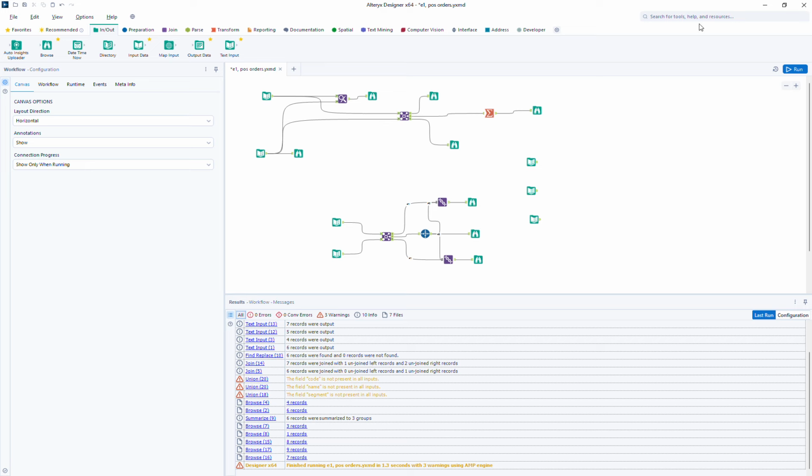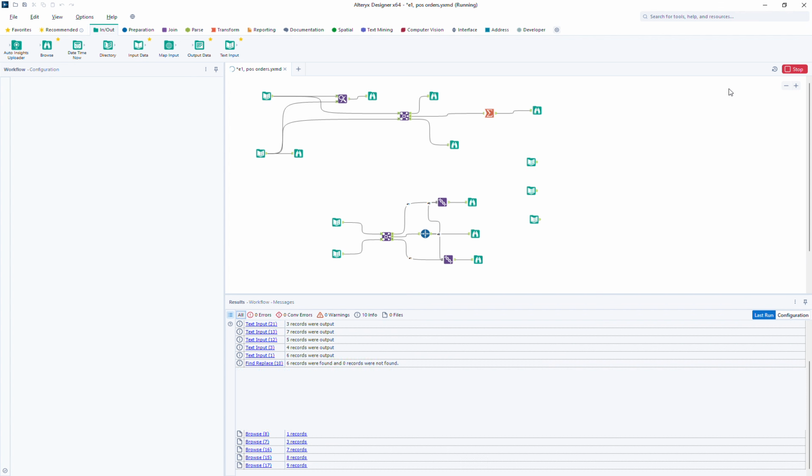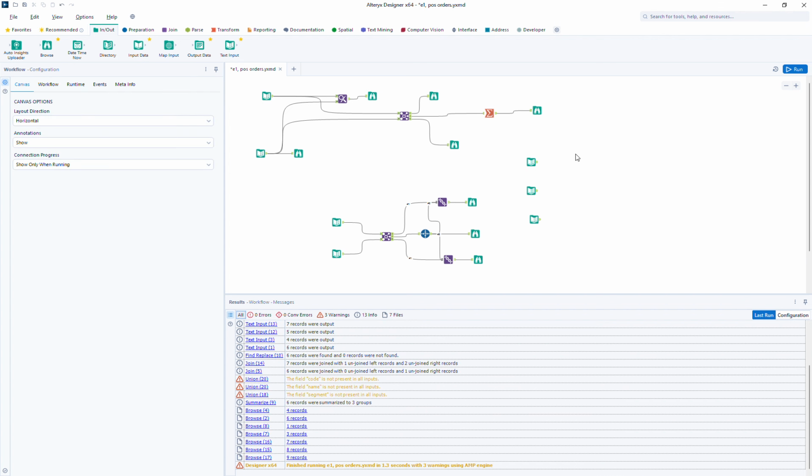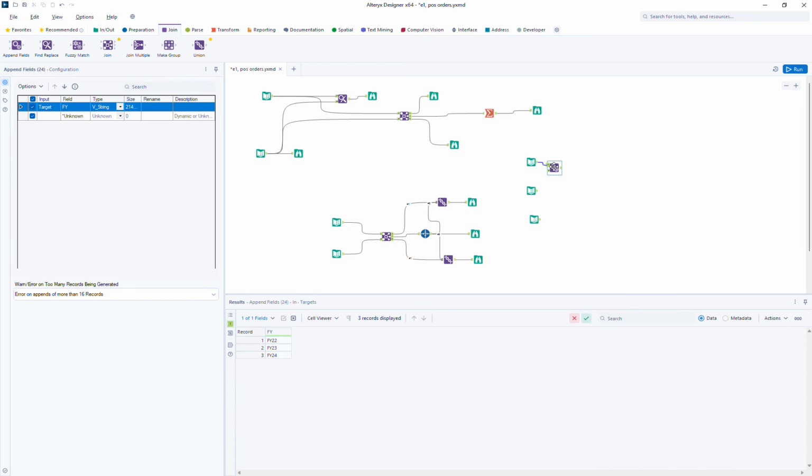Hi guys, we will talk about the multiplication tool, in which you just multiply all the rows and columns from one place to another place. This is also called the Cartesian product. This is the tool, Append Fields. If you have two tables and you want to cross product them all together, it will look like this.